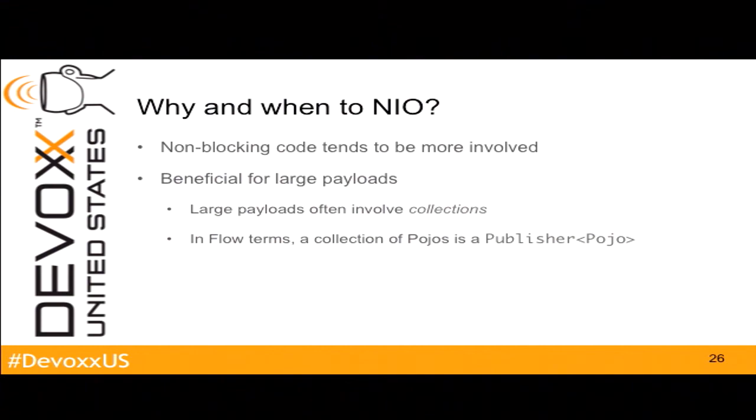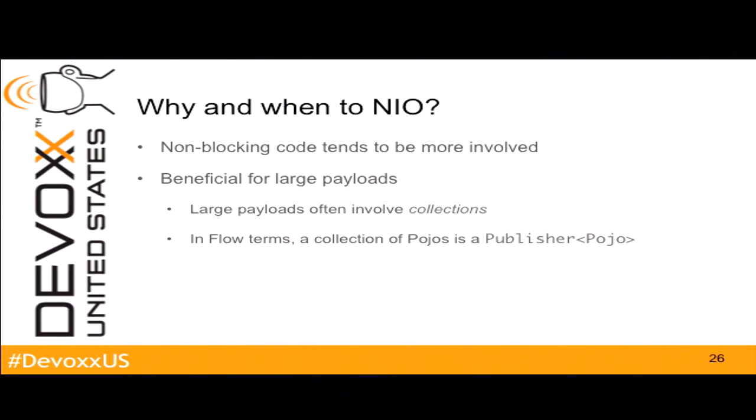So you have a collection of something, and that collection can grow, and if you need to read all that from the network, that may be time-consuming, and you may want to do it non-blockingly. So in flow terms, basically a collection of POJOs, you can think of that as being a publisher for POJOs, right?